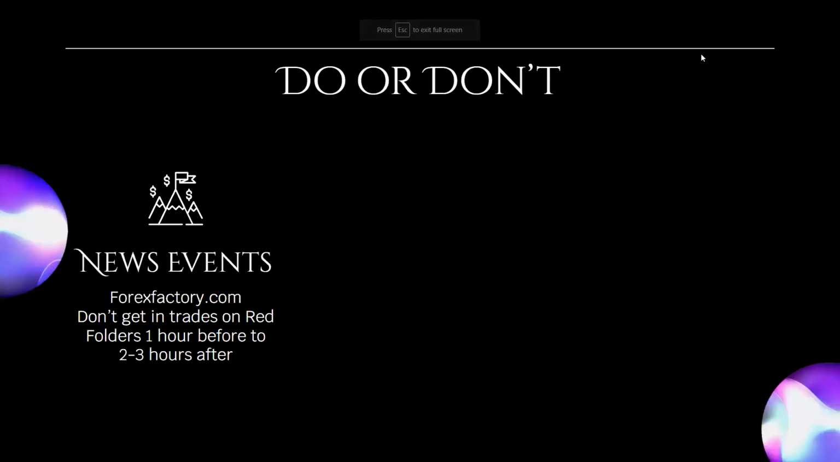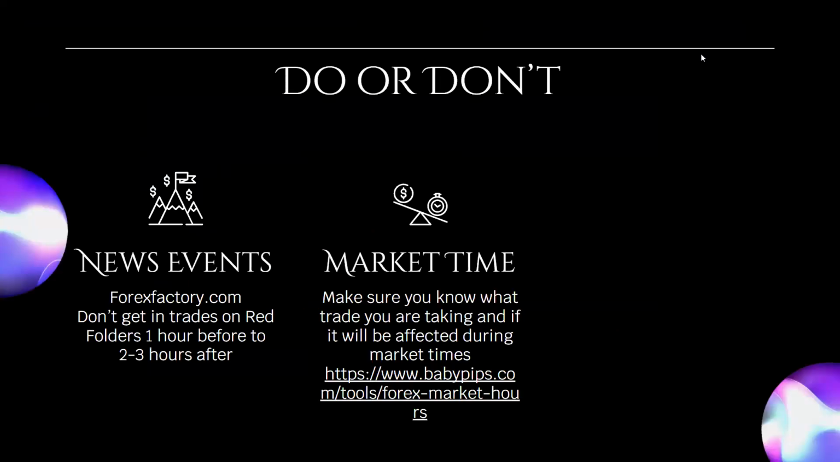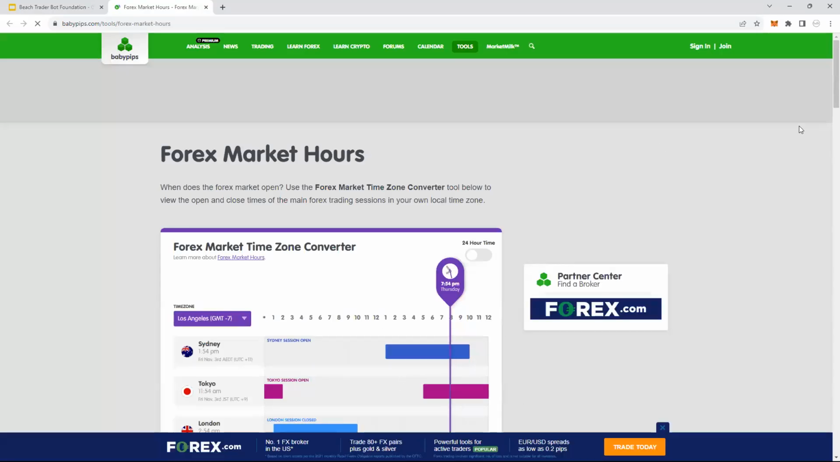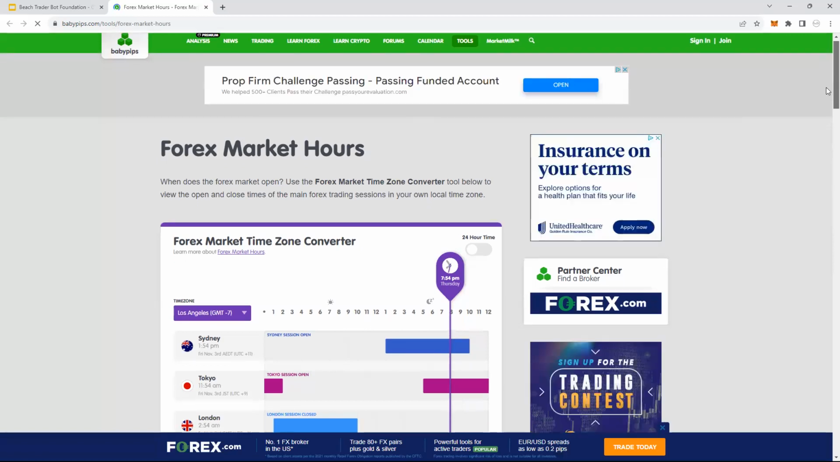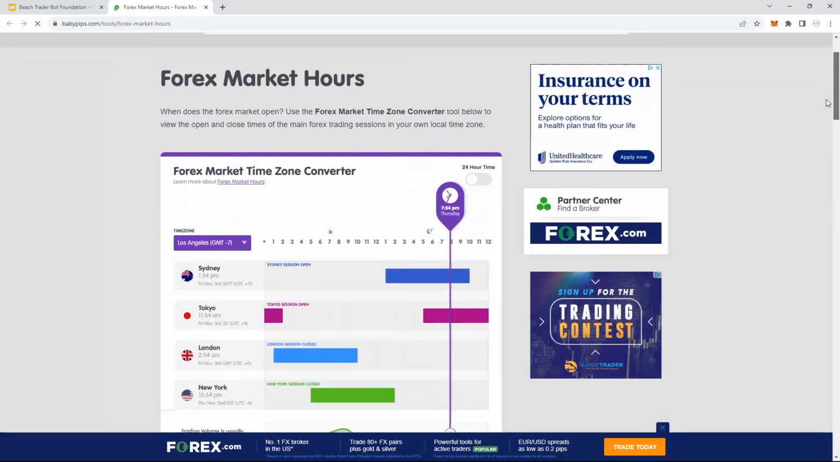The next thing that I want to talk about is market time. Market time is very important when you're trading because there are going to be different times when it's volatile or not volatile, and you want to know. So what are the volatile times? Everybody can go to this website. It's called babypips.com. It's under tools, and it talks about the Forex market hours.